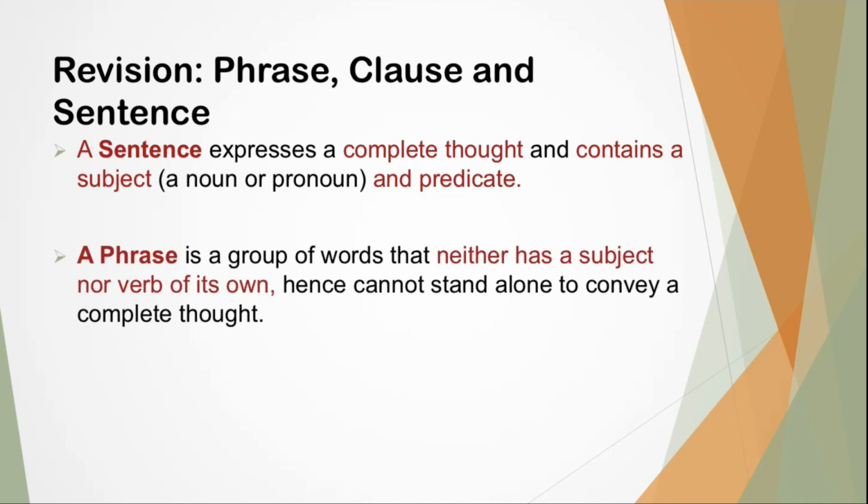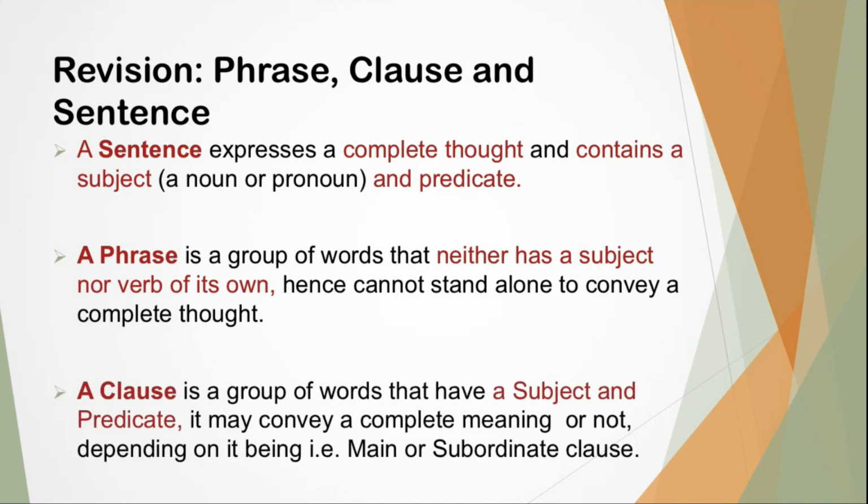What is a phrase? So a phrase is a group of words that does not have a subject or verb, right? And hence it cannot stand on its own, but it has to depend on a sentence to convey a deeper meaning to it. And what is a clause? So a clause is a group of words that have a subject and predicate. It may convey a complete meaning or not, depending on it being the main or subordinate clause.